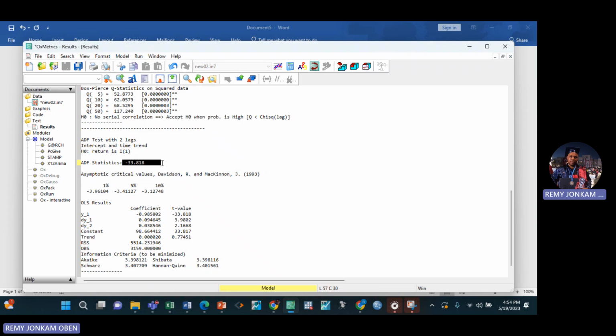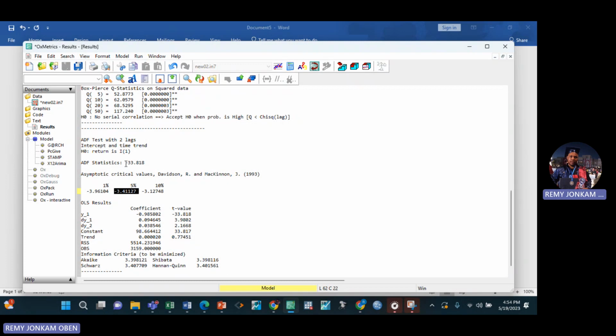I'll explain more when we are doing stationarity next week. But just know that it's a one-tailed test, so it must be negative. If it is positive, you can never reject the null. It must be negative, and if it is negative, it must be more negative than your critical value. If it is more negative than your critical value, then you can reject the null. But if it is less negative than the critical value, then you cannot reject the null.